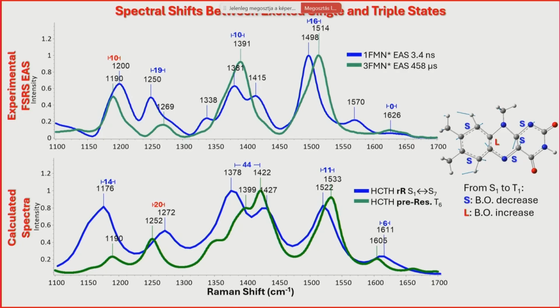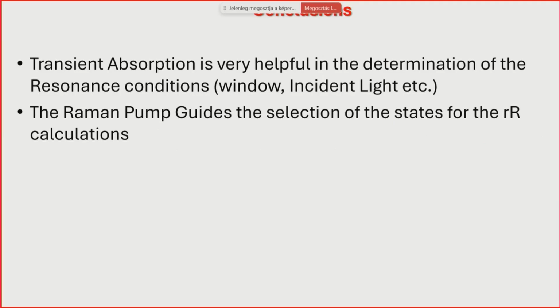For this particular case, the shift from 1522 in the singlet to 1533 in the triplet, the blue shift is because of the bond order decrease on most of the bonds involved in that vibration. They are shortening, therefore they contribute to the blue shift of that observed band.